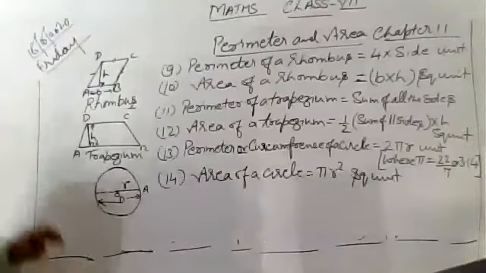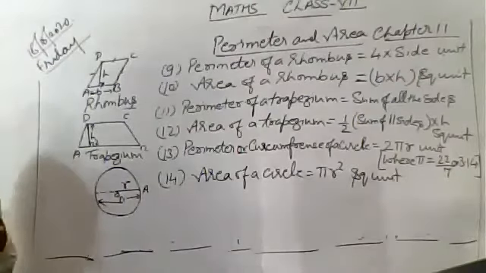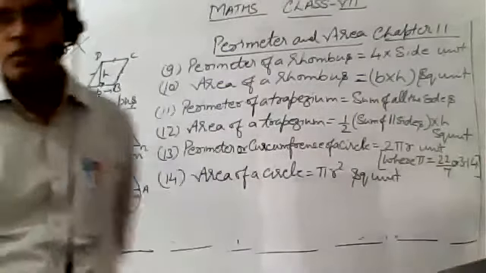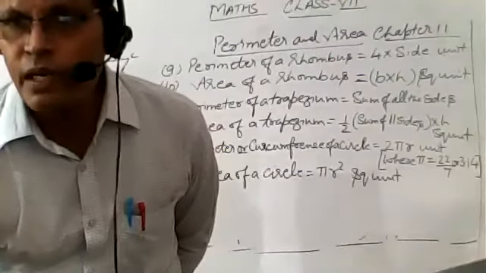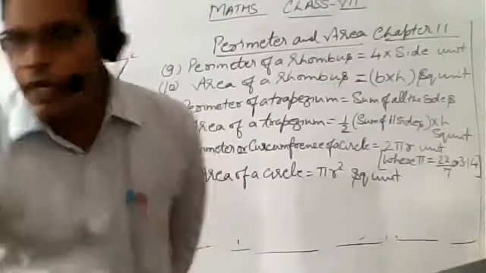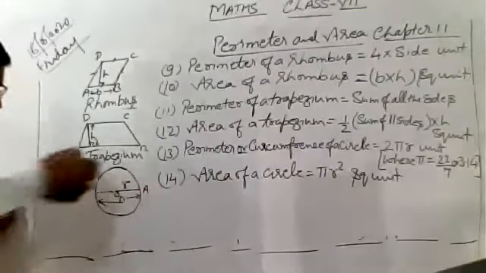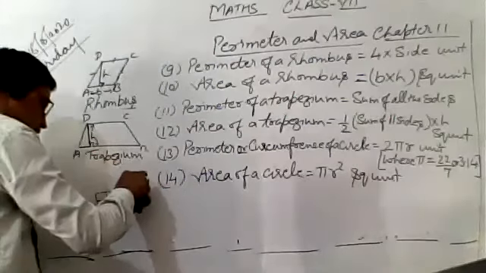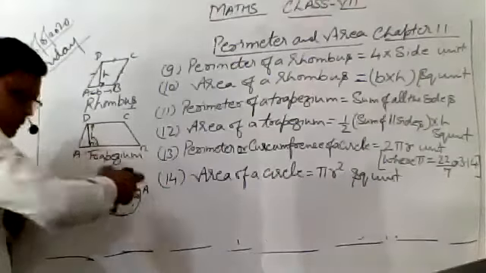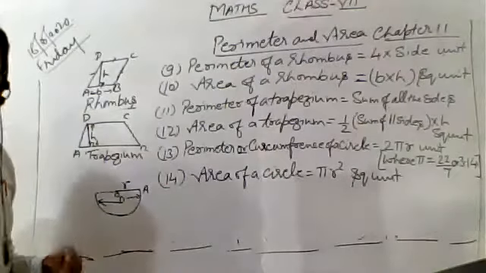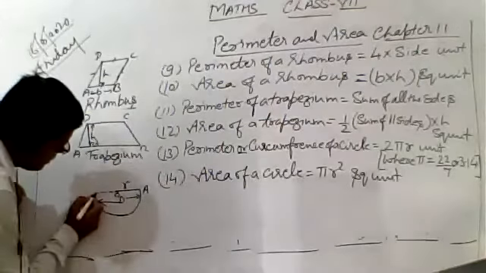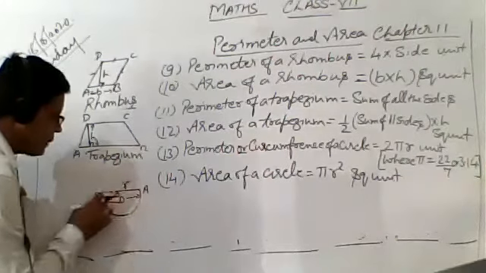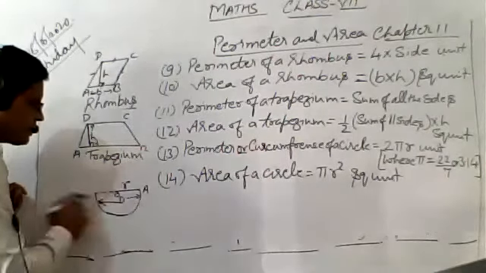Now, semicircle. That means the diameter cuts the circle into two equal parts, and each part is a semicircle. Now we are making this circle into a semicircle. We cut it with this diameter, and this is my semicircle. This is the diameter, and this is the radius.